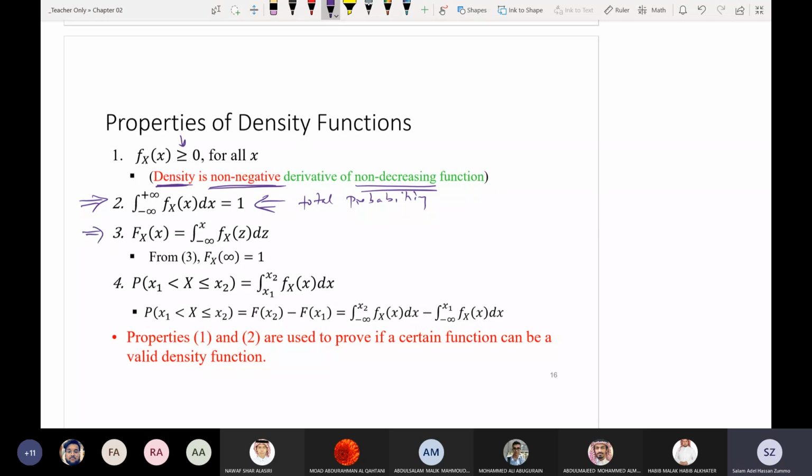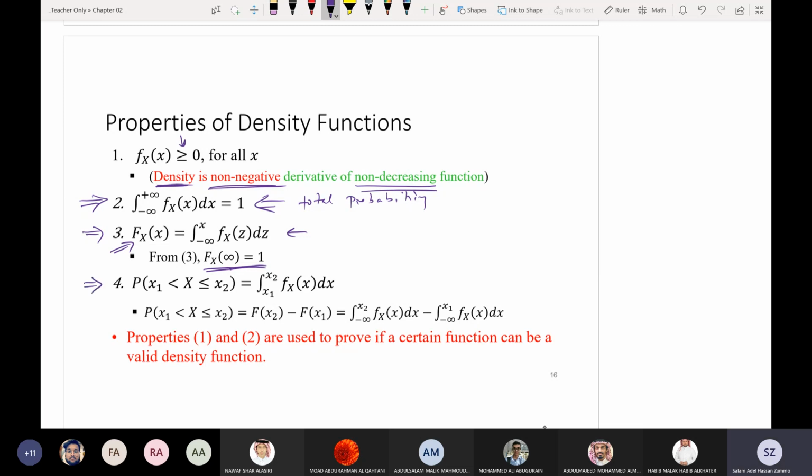Third property, we said that the density function is the derivative of the distribution function, which makes the distribution function the integral from -infinity to x of the density function. Okay? And because of that, Fx of infinity is 1. هذا اللي تكلمنا عنها قبل كده لو تتذكروا.